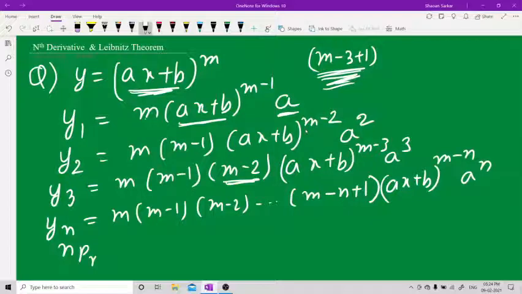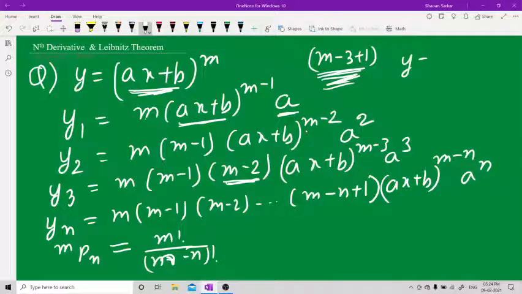Let's write nPr as n factorial upon n minus r factorial, or here let's take mPn, so that you understand better. mPn is m factorial upon m minus n factorial, because m is greater than n. Obviously m should be greater than n, otherwise the nth derivative will become 0.